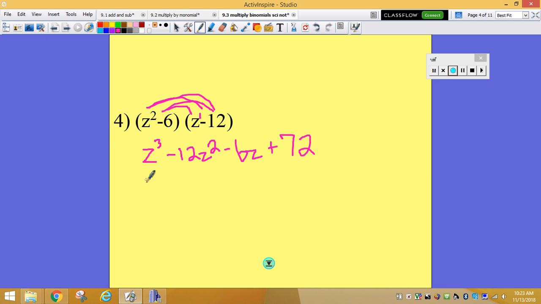Can I combine anything in this one? No, because this is cubed, this is squared, and this is a to the first. So this is your final answer. Nothing can be combined.